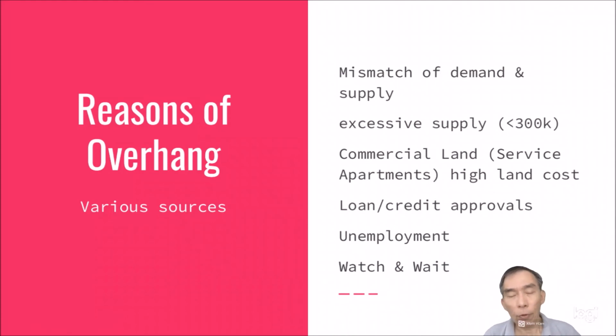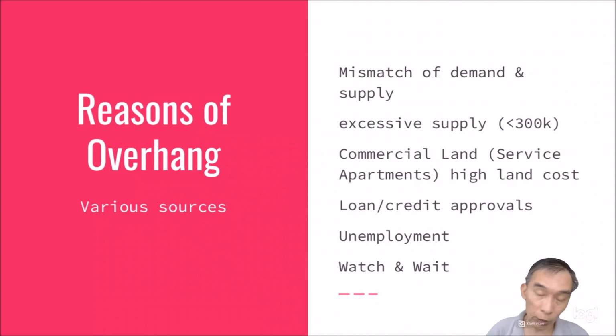Right, reasons for overhang, just to recollect ourselves. So of course the first one is mismatch of demand and supply in the geographical area. If you start to think about it along that way, if you construct so many cheap houses far away, there are probably not many people going to buy.